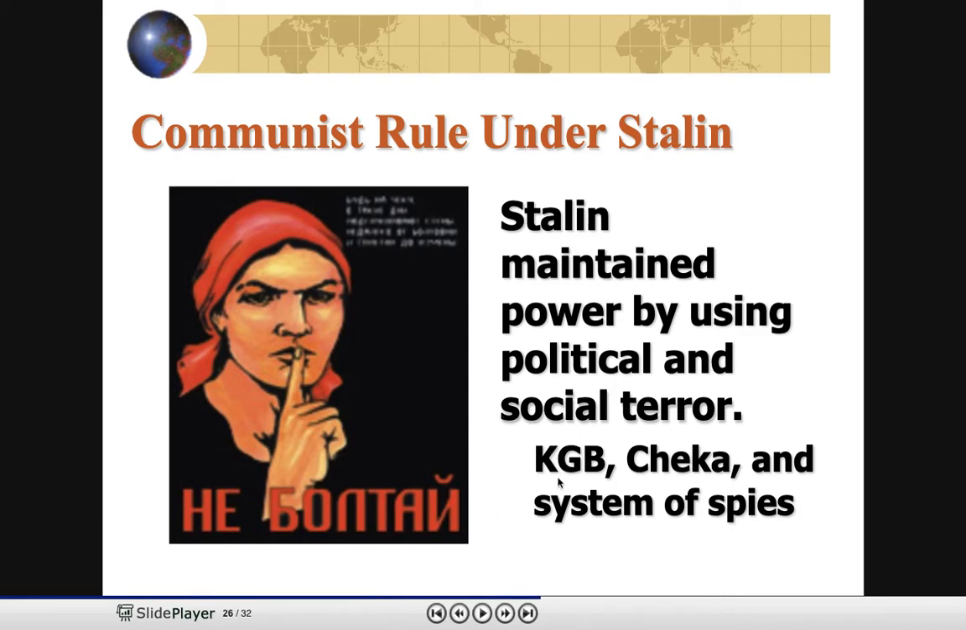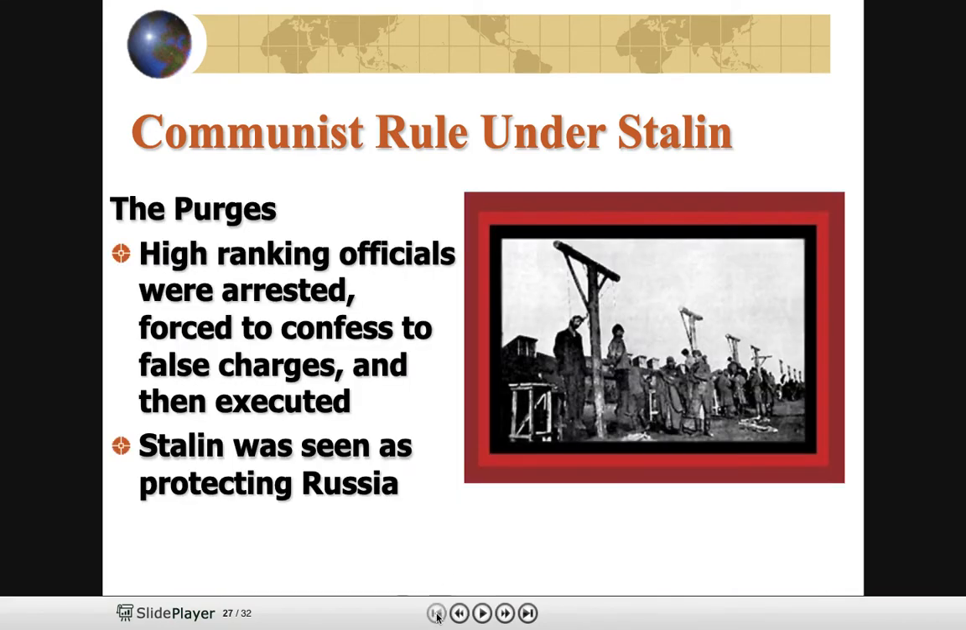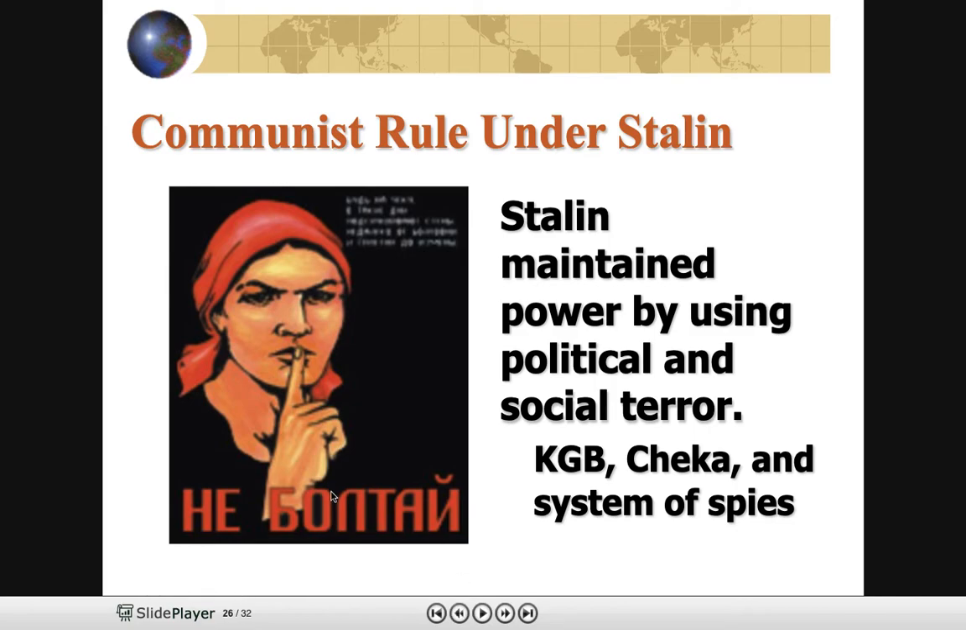He scared people. So he had spies, KGB, Cheka. That's the same thing. They were basically a bunch of spies. And these were like advertisements that would come out basically warning people to keep their mouth shut. And you could never say anything bad about Stalin or you're dead.